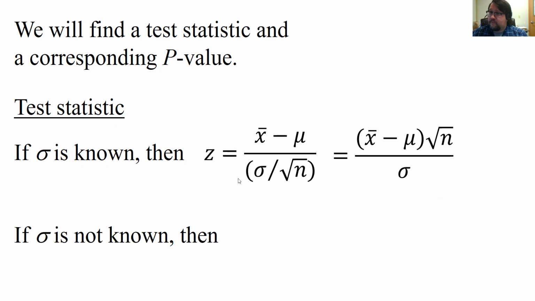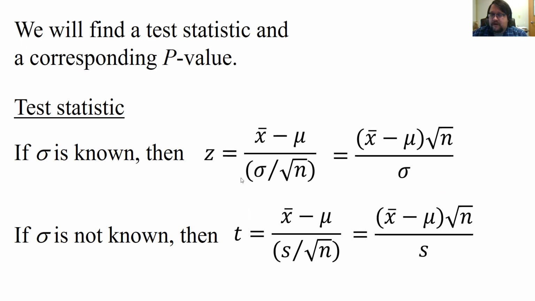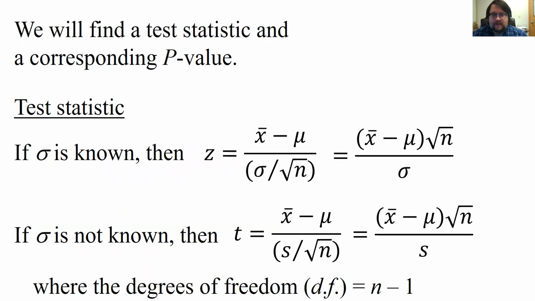If we don't know sigma, then we're going to be using the t-values, and it's kind of the same idea, divide by the standard error. And again, you can manipulate the formula and change it so it looks like this. So again, pretty typical stuff with this. We're just calculating these test statistics, so nothing really new going on here. And again, the degrees of freedom are one less than the sample size when you're using the t-values. So nothing new there.